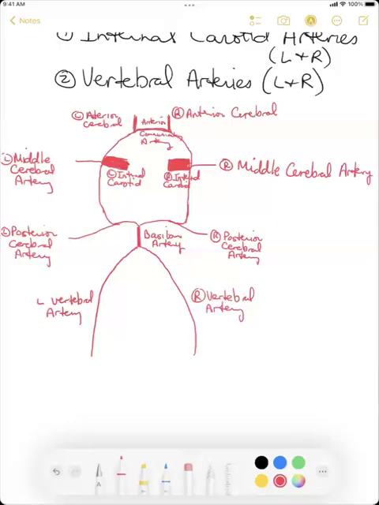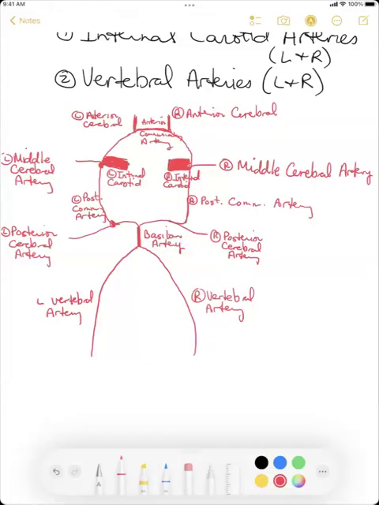And the connection between where the middle cerebral artery is and the posterior cerebral artery is, these are the posterior communicating arteries. There's one on the left and one on the right. So there's the left posterior communicating artery, and there's the right posterior communicating artery. That's the main blood supply to the base of the brain, the whole brain.